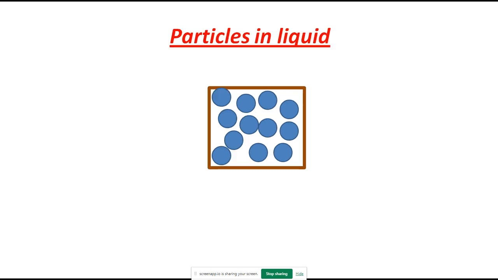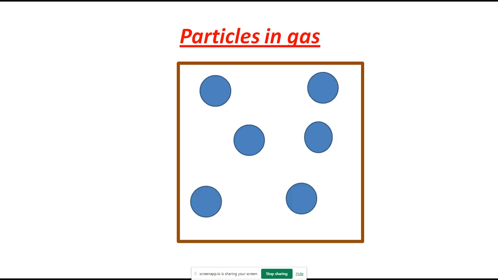Particles in liquid are not packed as tightly together as in a solid. They can move a little bit. So that's the reason the liquid changes its shape. Particles in gas. In gas, the particles have a lot of space between them and they can move quickly and freely through the air.